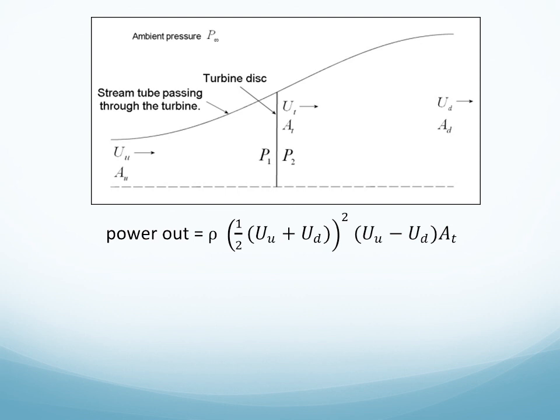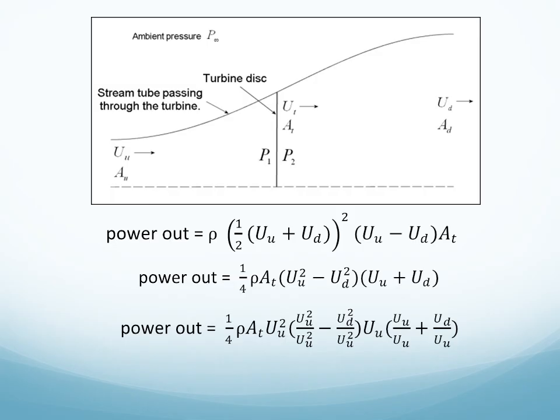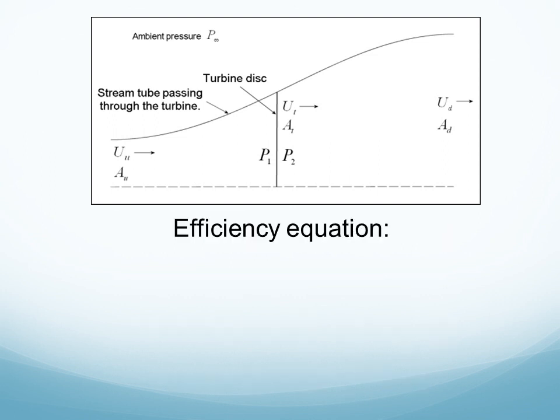So let's take only one of the uu plus ud terms and multiply it by the uu minus ud term. This will give uu squared minus ud squared, and the other uu plus ud term remains. Now we're going to do some factoring of the two velocity terms. First, we're going to factor a uu squared out of the uu squared minus ud squared term. Then we're going to factor out a uu term from the uu plus ud term. The final result is a uu cubed term and a polynomial that we will simplify in the next few steps.